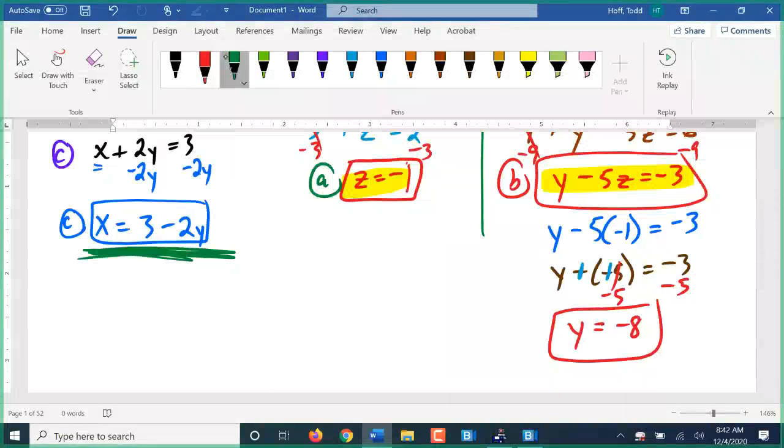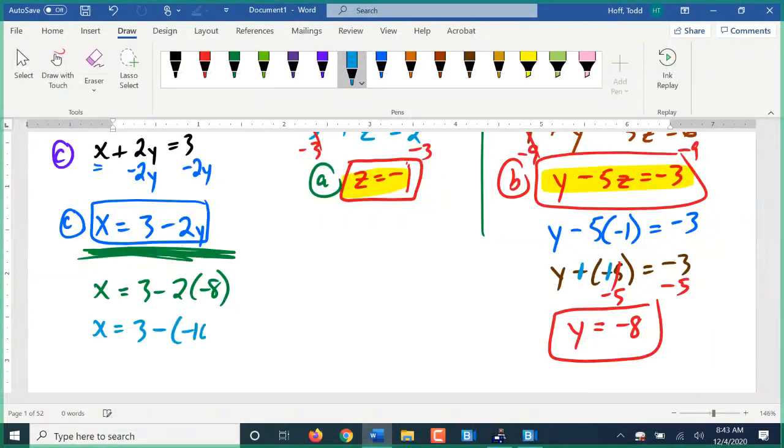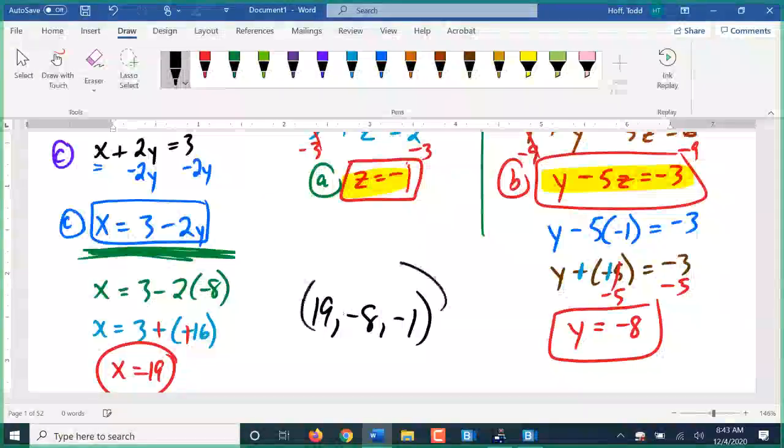Then going back to solve for x, I put y in here. X equals 3 minus 2 times negative 8. 2 times negative 8 is a negative 16. So 3 minus a negative 16 is 3 plus 16. X equals 19. So we get x is 19 when y is negative 8 and z is negative 1.